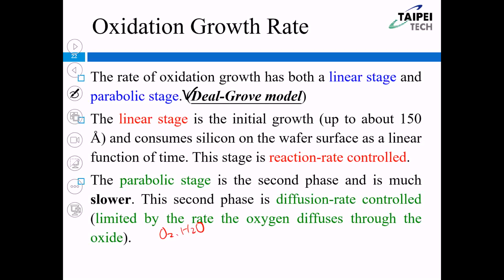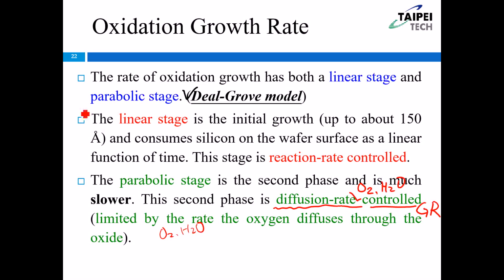For the second stage, the parabolic stage, we don't have enough oxygen outside. So the diffusion rate of the oxygen controls the growth rate. Or maybe you can write down by yourself: diffusion rate of the oxygen or water controls the growth rate. It's much easier to remember, or easier to understand.